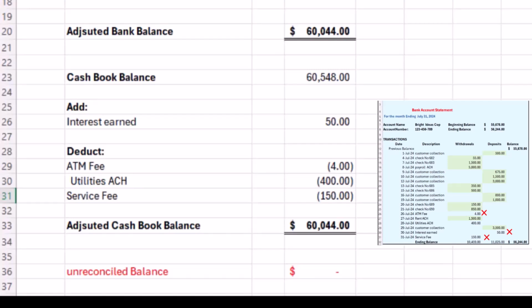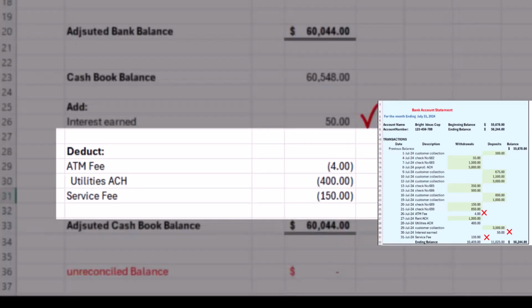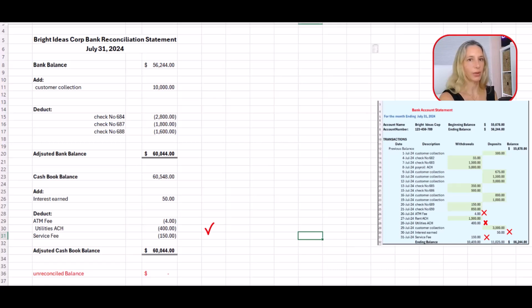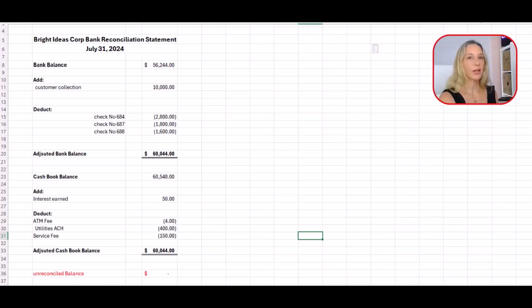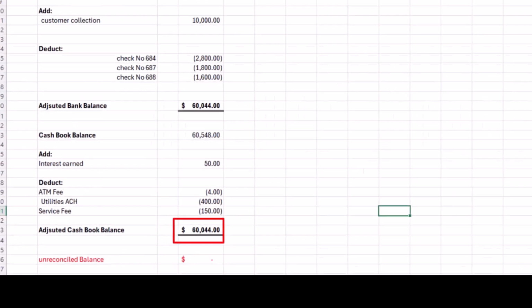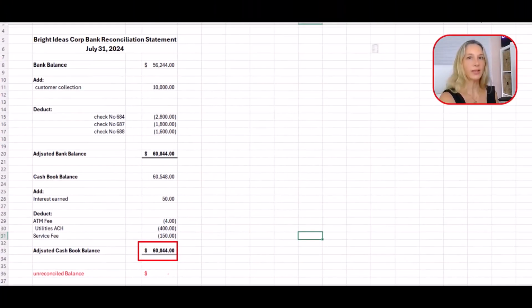We add interest earned in the amount of $50, and we deduct the ATM fee of $4, utilities ACH in the amount of $400, and a service fee of $150. These are all transactions not recorded in the cash books. We now do the math and calculate our adjusted book balance as $60,044. Now remember, these are not timing differences, but omissions. That means that they are not in the cash account. Therefore, they need to be recorded in the accounting records via journal entries.